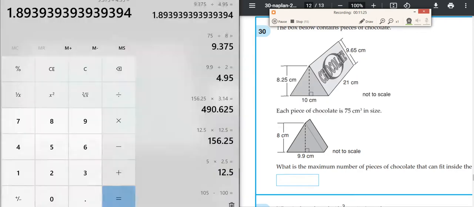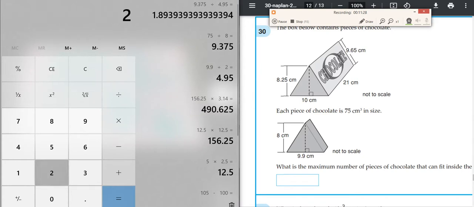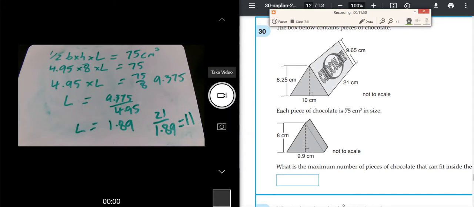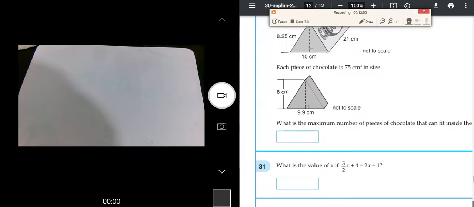So 21 divided by 1.89, because 1.89 is close to 2, you should probably expect to see a number a little bit greater than 10, and we get 11.1 recurring. But that 0.1 recurring doesn't matter that much. We just need to get how many whole triangular prisms can fit, and hence we get the number 11. So that's the answer for question 30. Let me rub out the board. Okay, and so we move to the next question.